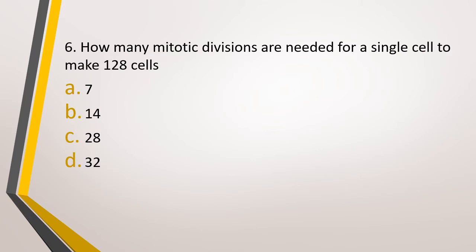Question number 6. How many mitotic divisions are needed for a single cell to make 128 cells? Option A, 7. Option B, 14. Option C, 28. Option D, 32. Number of mitotic divisions that a cell must undergo to produce 128 cells. The correct answer is option A, 7 mitotic divisions.